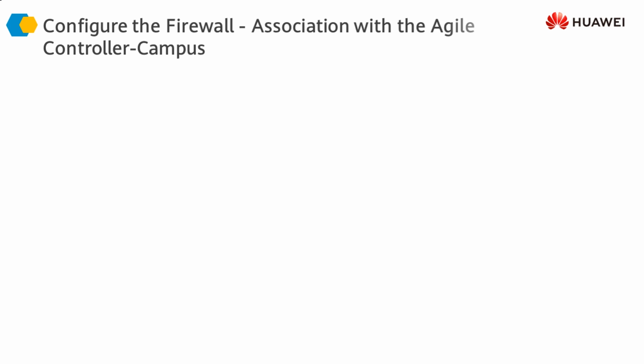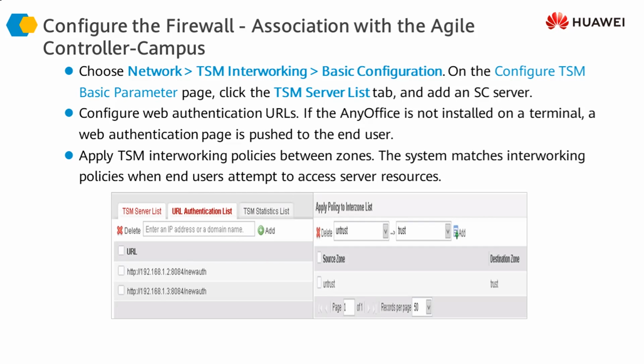After this is done, the rest of the configuration is exactly the same as what we did on the firewall and the agile controller for the inline mode. In the bypass mode, we do the exact same configuration without any changes. So it will be fairly simple for you to follow it this time.